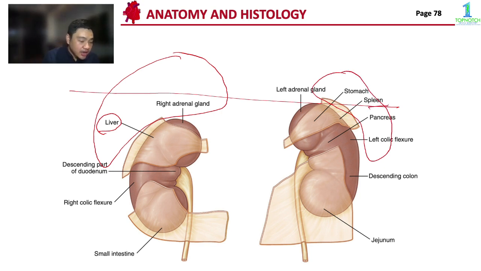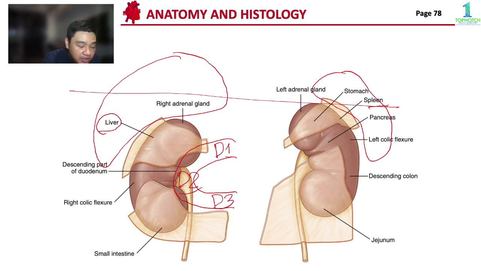Also, on the right side, ang mga structures that are in close relationship with your kidney would be here at this area, a curving tubular structure that we call the duodenum. So the duodenum is here, the D1 or the first portion of the duodenum, and the curvature part of the duodenum, D2, and then lastly, D3. So the area of the duodenum very close to your right kidney would be D2.